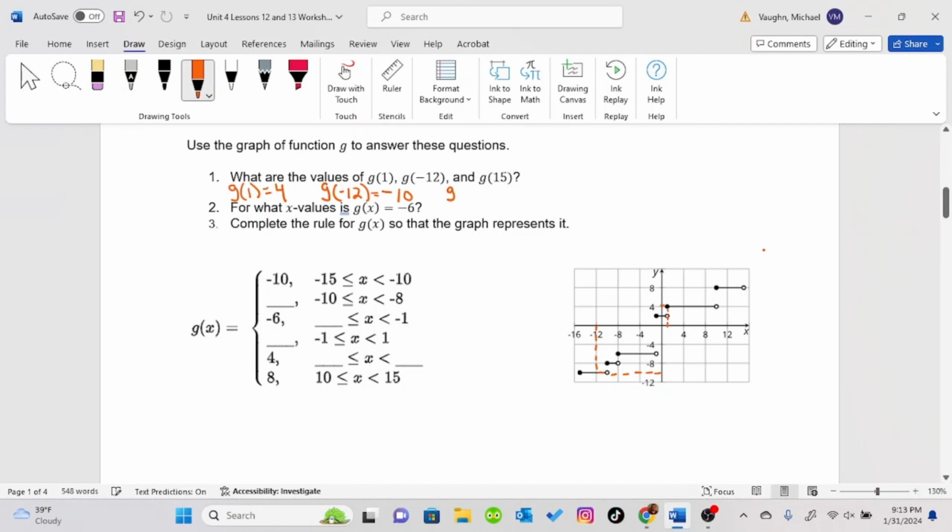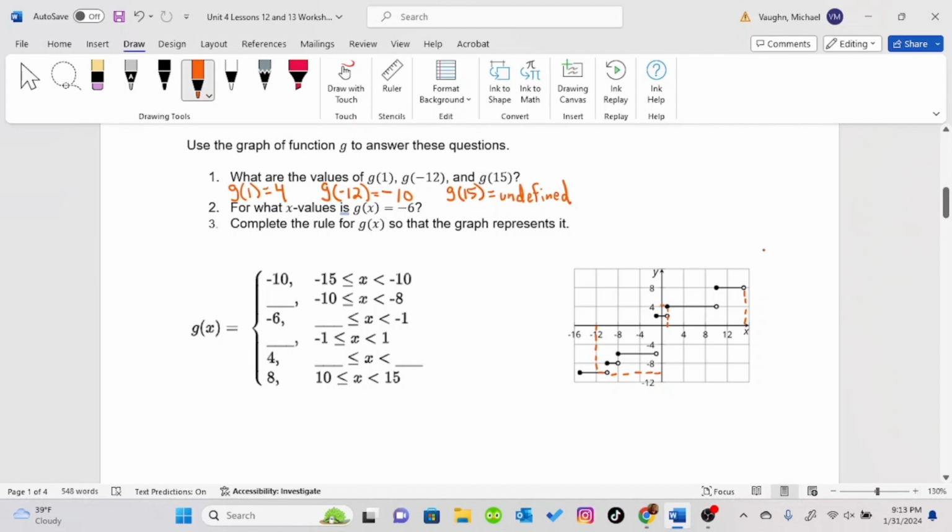And lastly, we have g of 15. That means we go right until we get to 15 and we go up. At this point, I hit an open circle, which means this is not included. So we would say g of 15, according to this graph, is undefined. It does not have a y value.